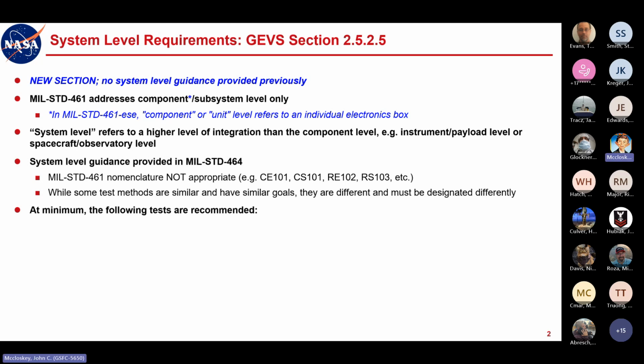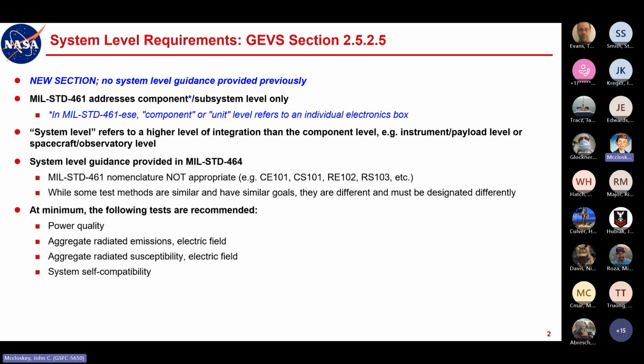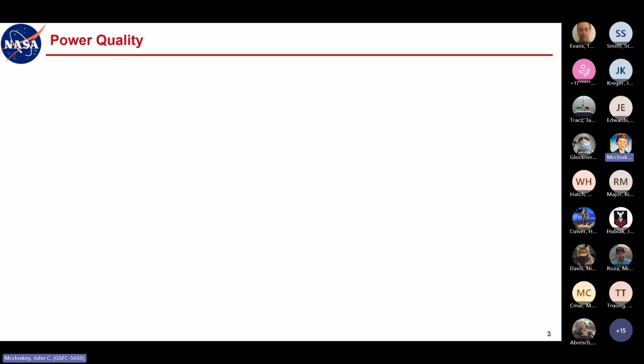So at minimum, the following tests at system level are recommended: power quality, aggregate radiated emissions electric field. That's what we call it. We just call it RE for short. Aggregate radiated susceptibility to electric field. And then system self-compatibility, which is subdivided into RF self-compatibility and then compatibility between non-RF components. So we'll get into the specifics of all these different things as we go along here.